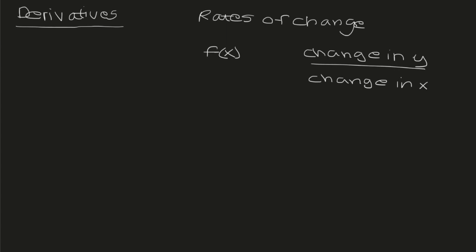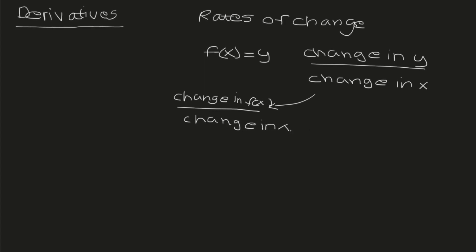Now, what's another term for y? F of x. F of x is equal to y in the function definition. So we can change this definition to the change in f of x over the change in x. So now we've established that to find the rate of change, you would need to calculate the change in f of x or y between 2 points over the change in x between 2 points.